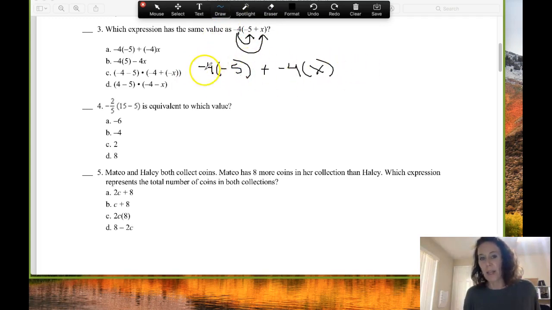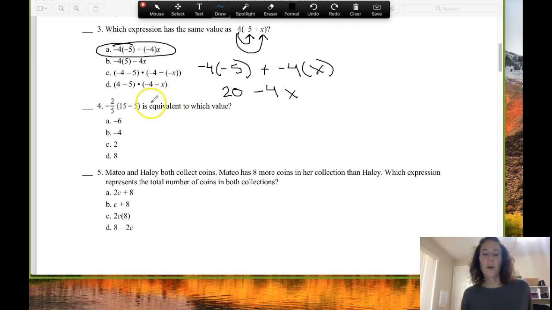Now, if I simplify it, negative 4 times negative 5, a negative times a negative is a positive, so I get positive 20. Negative 4 times x is negative 4x, so this becomes plus negative 4x, or I could just write minus 4x. This is what it looks like simplified, and you'll notice that wasn't one of our choices. So I'm going to pick A.